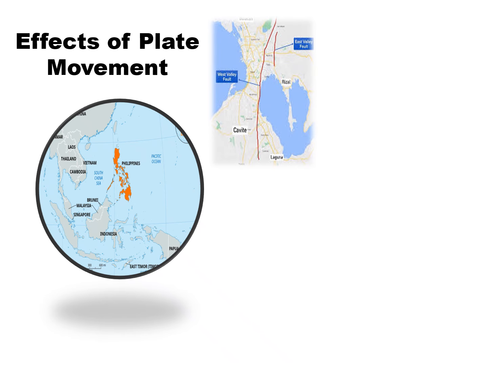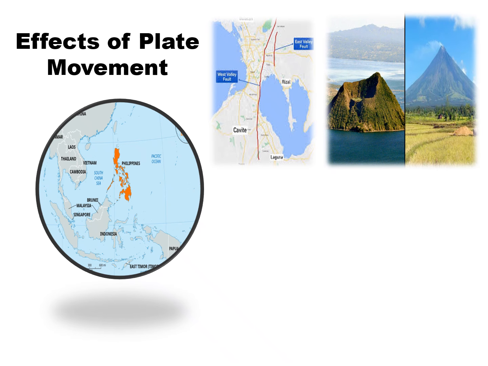The Marikina Valley Fault System, also known as the West Valley Fault, causes frequent earthquakes near Metro Manila. These quakes occur because of the movement of plates along fault lines. Next, Taal Volcano and Mayon Volcano are located at subduction zones where the Philippine Sea Plate is being pulled under the Eurasian Plate. This demonstrates slab pull and magma formation from the subduction.